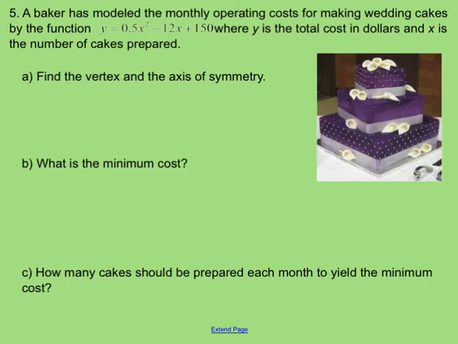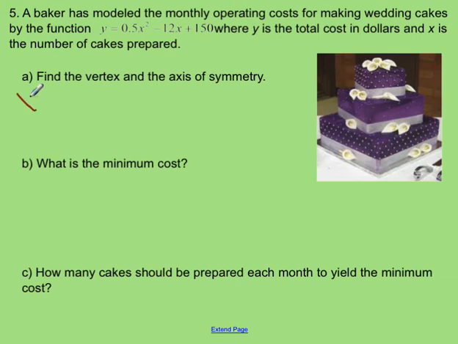So let's take a look at this one. We don't have to graph it, but we're going to use our graphing technique to calculate some stuff out. A baker has modeled a monthly operating cost for making wedding cakes by the function y is equal to 0.5x squared minus 12x plus 150, where y is the total cost in dollars and x is the number of cakes prepared. So first part, find the axis of symmetry and vertex.